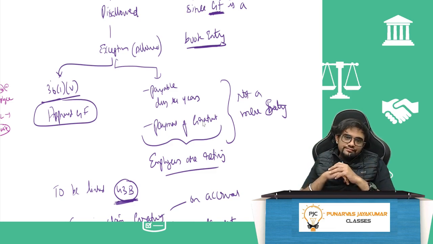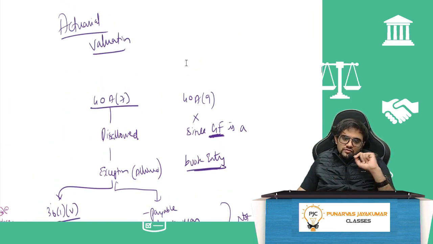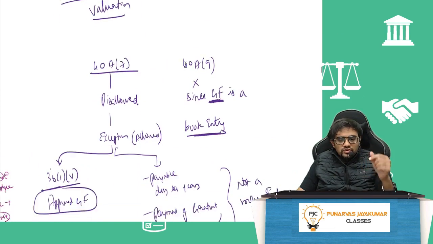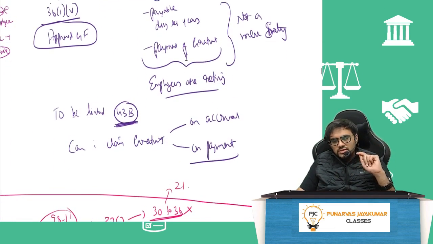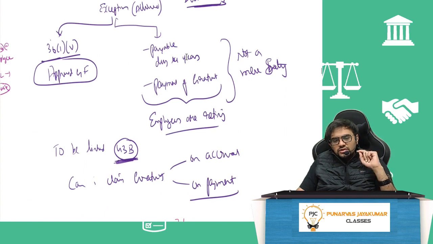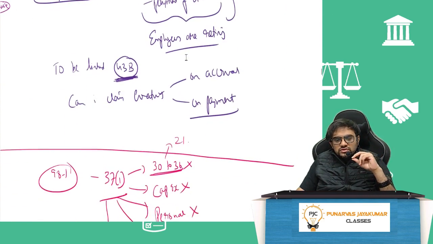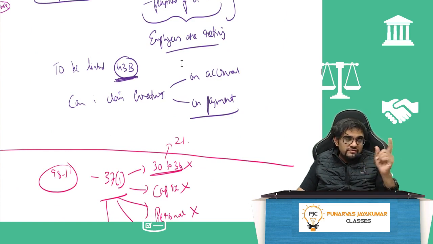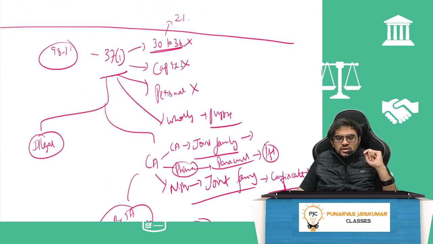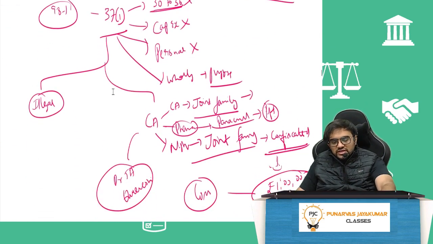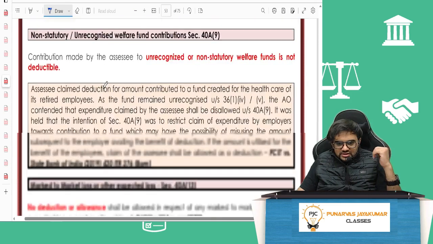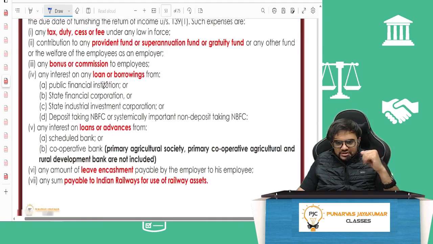So when is it disallowed? Only when 40A7 comes into the picture. Disallowed when it is transferred to an unapproved fund. If it's an approved fund, no problem. And gratuity, you can claim on accrual basis also, on payment basis also, because it should be linked to 43B. Is it on accrual or is it on payment? We'll see 43B and understand. So 37.1, that's all about this entire area that we were discussing.